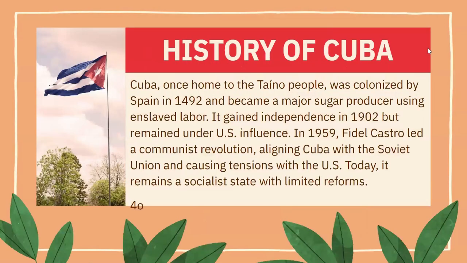Introduction. History of Cuba. Cuba, once home to the Taino people, was colonized by Spain in 1492 and became a major sugar producer using enslaved labor. It gained independence in 1902, but remained under US influence. And in 1959, Fidel Castro led a communist revolution, aligning Cuba with the Soviet Union and causing tensions with the US. That kind of goes back to what Suman and I were just talking about. Today it remains a socialist state with limited reforms.